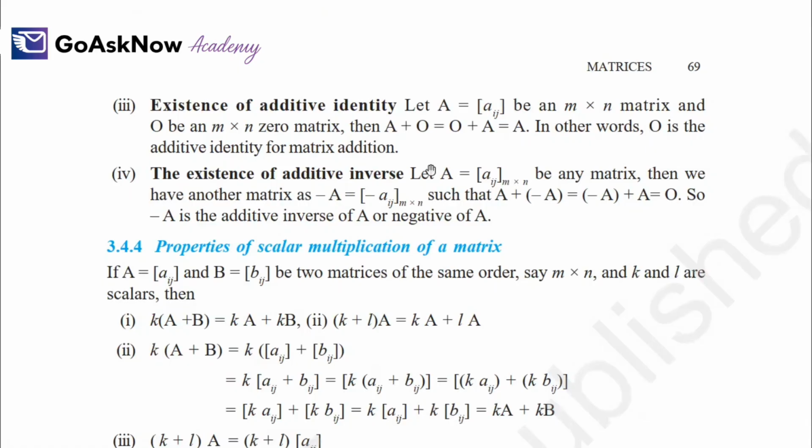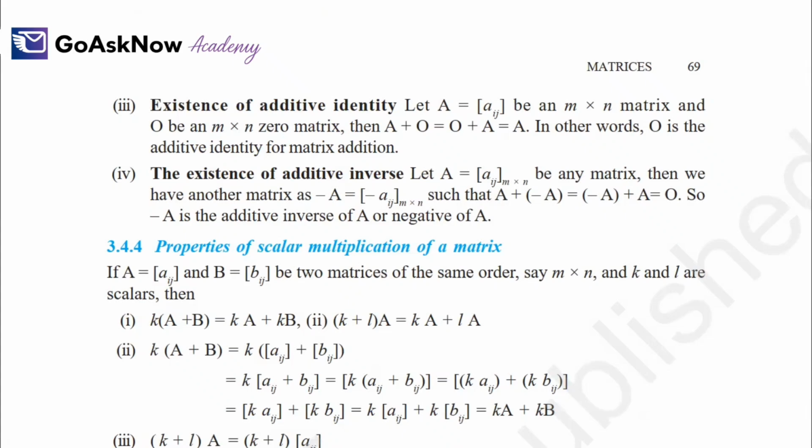What are the properties of scalar multiplication of a matrix? If A is any matrix with elements aij, and B is a matrix with elements bij, and these are two matrices of the same order, say m cross n, and K and L are scalars.